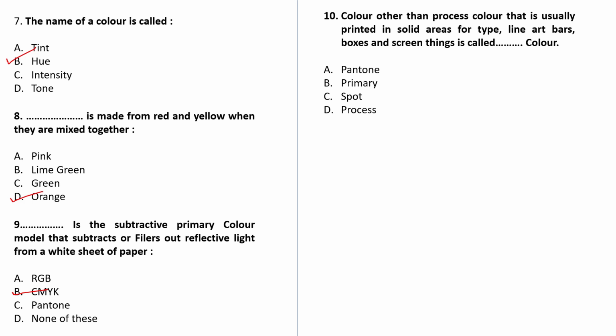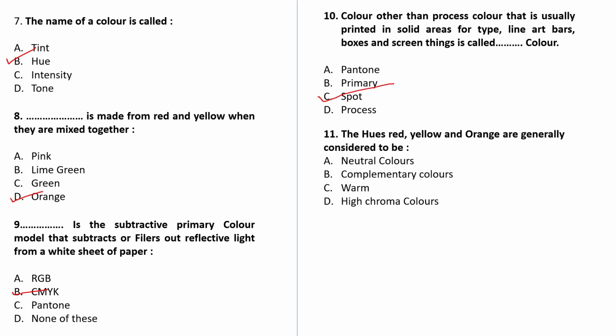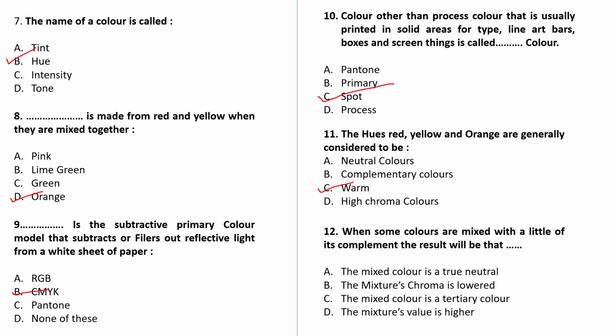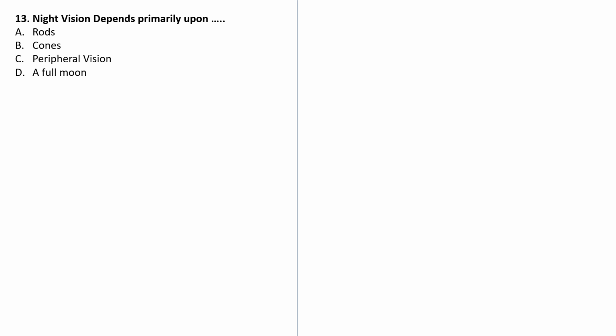Now question number 10: a color other than the process colors that is usually printed in solid areas for type, line art, bars, boxes, screening is called a spot color. Okay. Now our 11th question: the hues red, yellow, orange are generally considered to be warm colors, right? Question number 12: when some colors are mixed with a little of their complement, the result is that the mixture's chroma is lowered. Okay. Night vision depends primarily on rods. Rods are best for low light. Your cones won't help you.